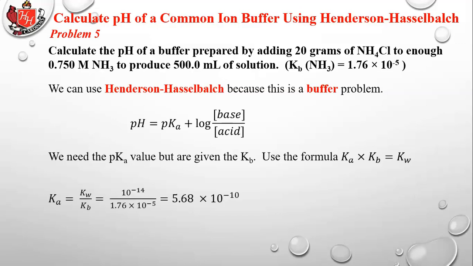So Ka equals Kw, which is the autoionization constant of water, 10 to the minus 14th, over the Kb we were given up above in the problem. You do the math, you get 5.68 times 10 to the negative 10th. That's the Ka value. So the pKa is going to be the negative log of that number, and that's going to be 9.246. So we found the second thing that we need to use Henderson-Hasselbalch. That's the pKa.